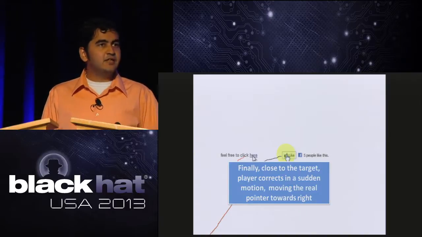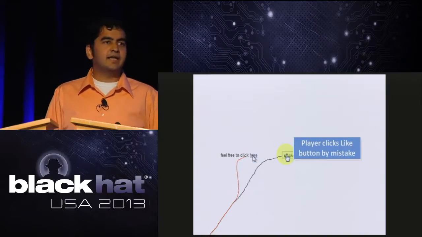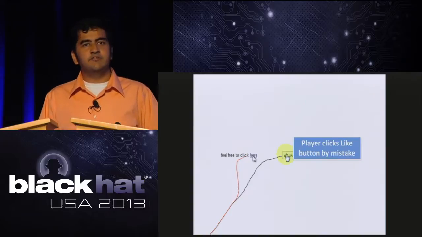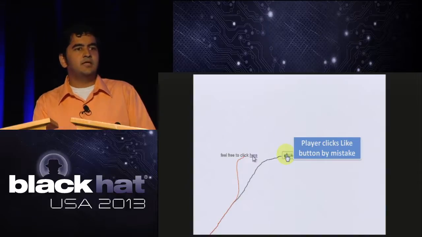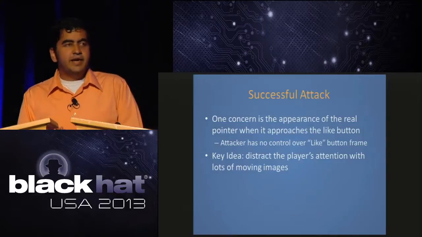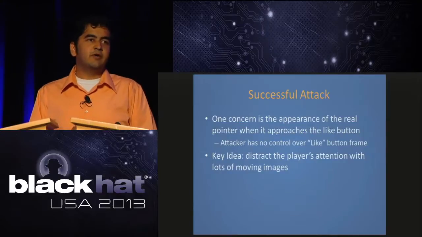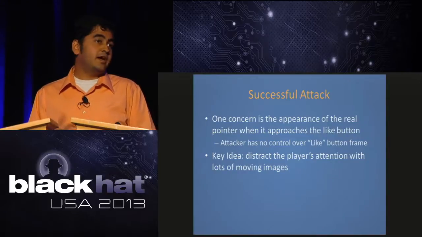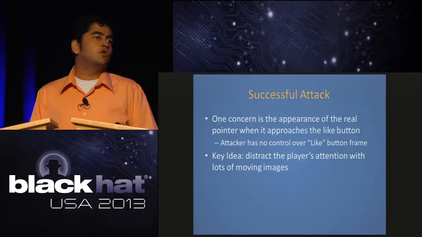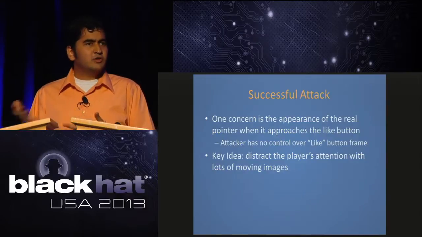And when he makes the sudden movement towards the right, the black line, the real hardware pointer, ends up on the Facebook like button, and the user ends up clicking on the Facebook like button. Now, one problem here could be that once the real mouse pointer ends up on the like button, the real mouse pointer shows up. We can't control what shows up on top of the like button. So the attacker has no control over that area.